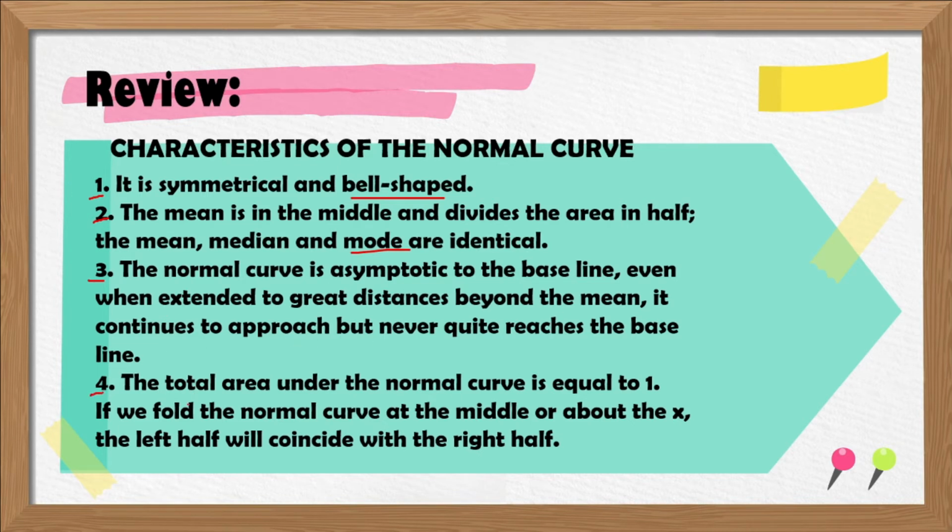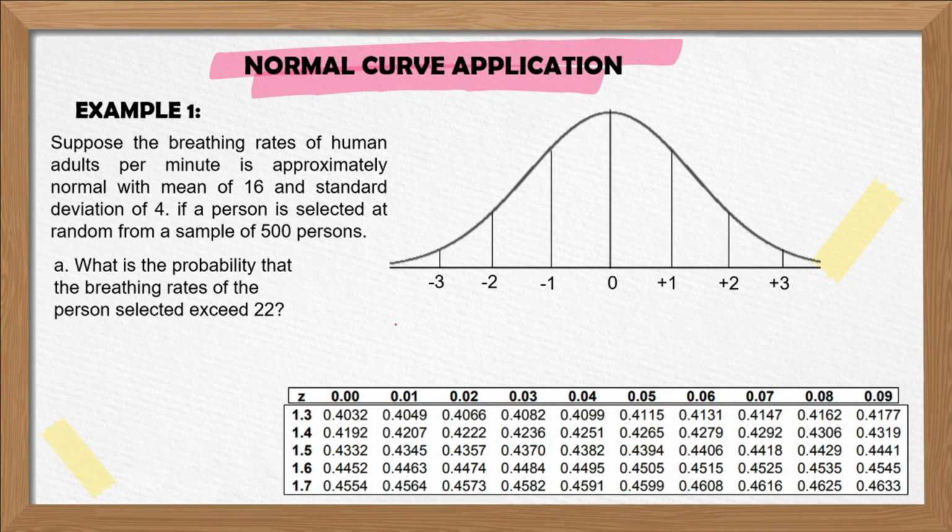Number 4, the total area under the normal curve is equal to 1. If we fold the normal curve at the middle or about the x, the left half will coincide with the right half. Let us have example number 1.